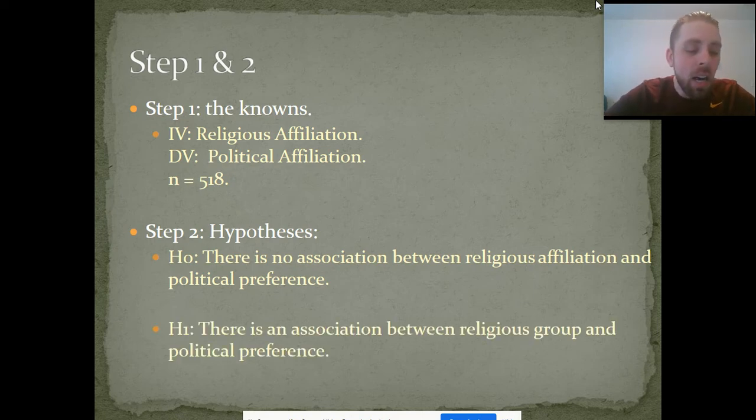And my alternate hypothesis is going to be the opposite of the null. There is an association between the religious group and the political preference, or religious affiliation and political preference. Null, there is no association. Alternate, there is an association.